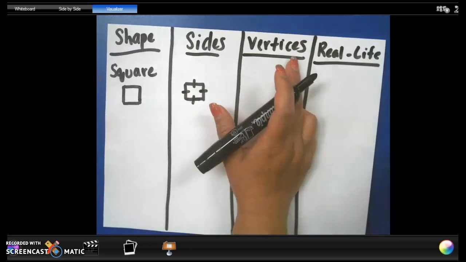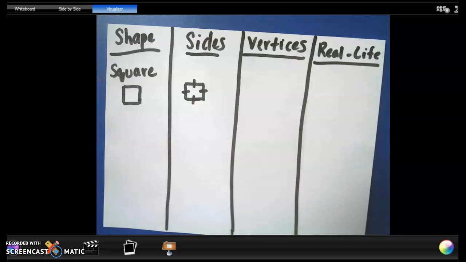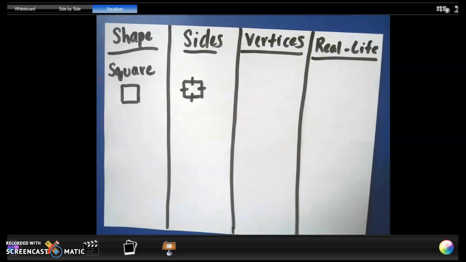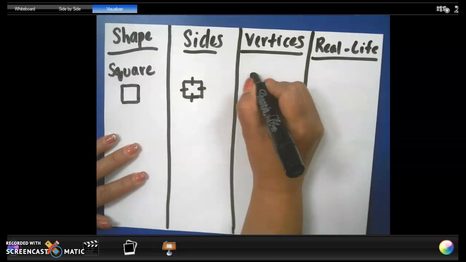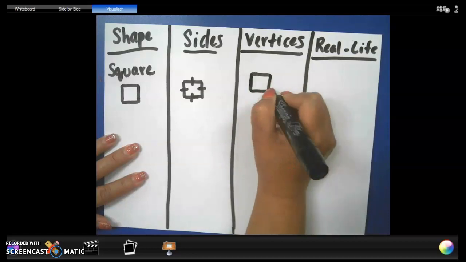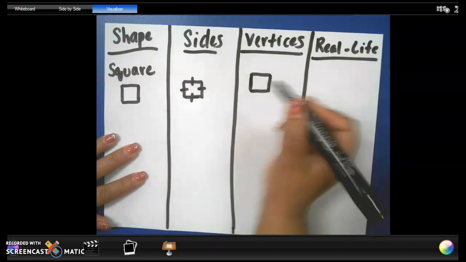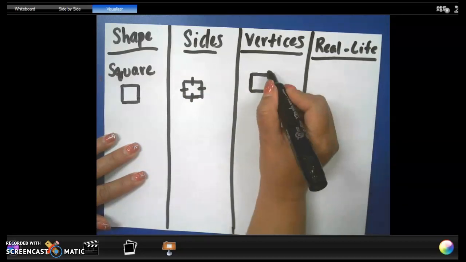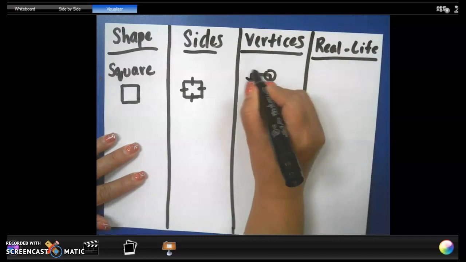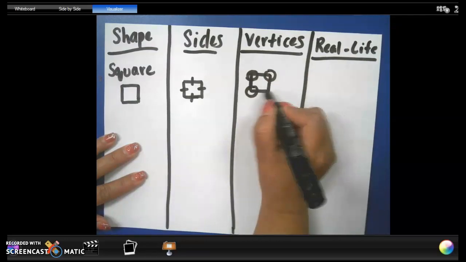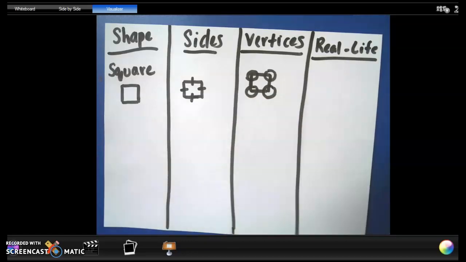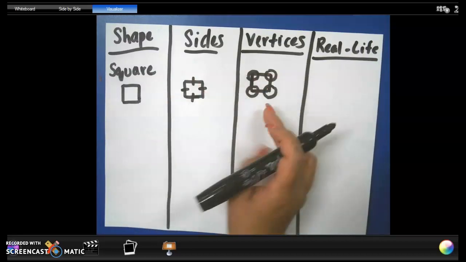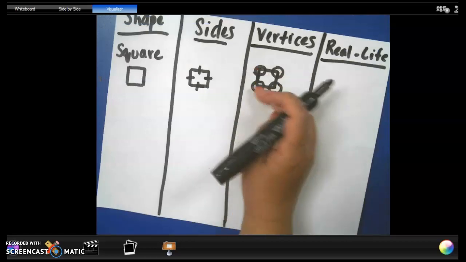So now we're going to count the vertices. Vertices is a big word, but all it means is the corners. Like the little points, the corners, how many corners does it have? So let me draw another square here. Since we made lines here so we don't get confused, we can make circles on the vertices. Remember, the vertices are the corners. So there's one corner, two corners, three corners, 4 corners, or vertices, okay? So the square has 4 sides and 4 vertices, or 4 corners, or 4 little points, okay?